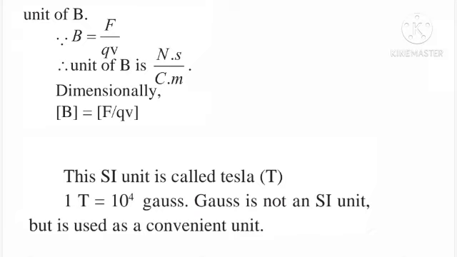1 Tesla is equal to 10 raised to 4 Gauss. We have used this term Gauss in many calculations, and further we are also going to see Gauss in our numericals. Gauss is not actually an SI unit, because Tesla itself is the SI unit, but Gauss is always used as a convenient unit for our calculations. So this is about magnetic force. Thank you.